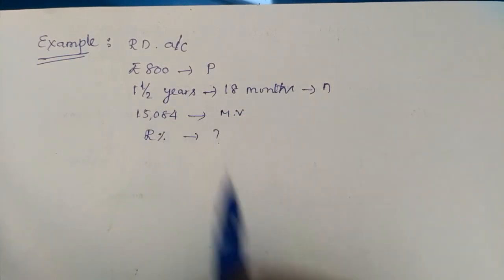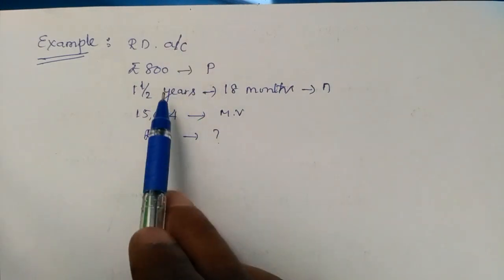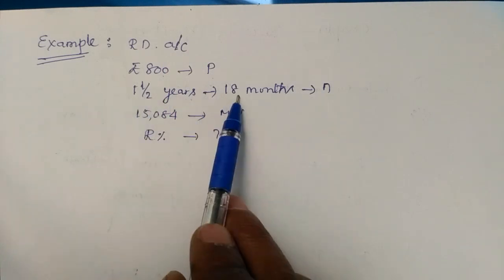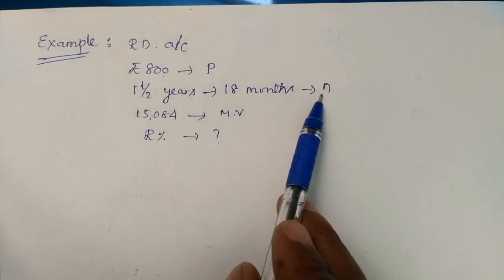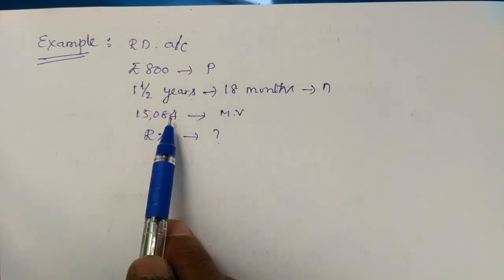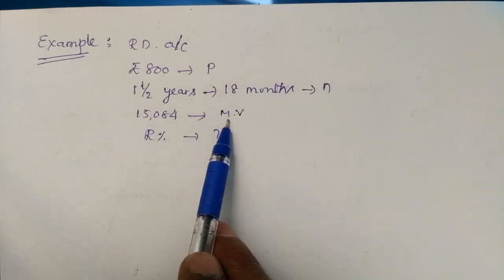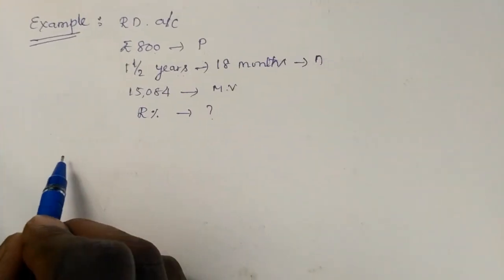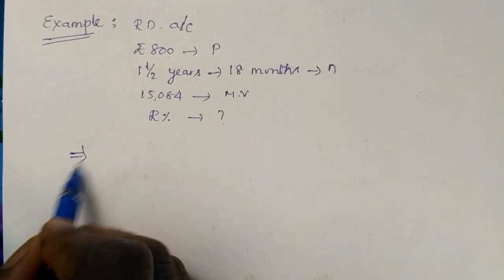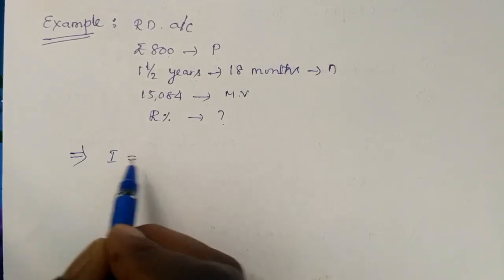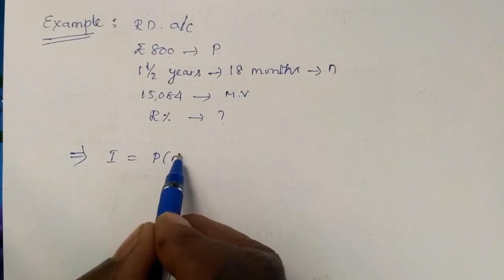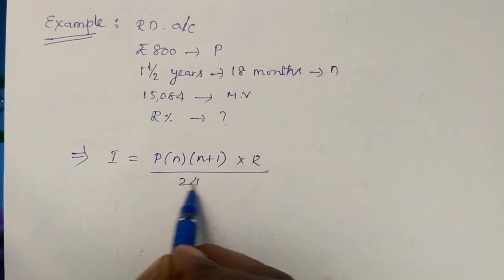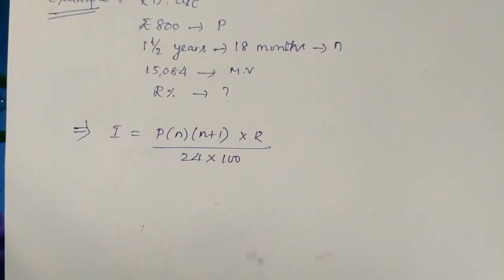So the problem is from the RD account: 800 rupees per month, they said P; 1.5 years, so we are visiting the bank for 18 months, so 18 months is N; 15,084 at the time of maturity, they said, so it is the maturity value. Find the rate of interest. Any problem we attempt from the RD chapter, we go by both formulae. First we go for the first formula, P into N into N plus 1 into R, all divided by 24 into 100. Use this formula first.